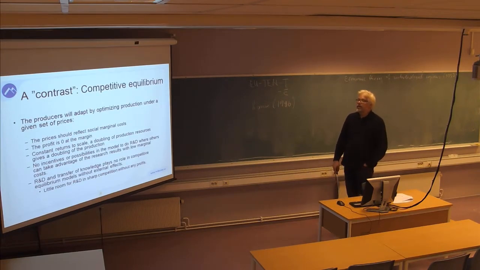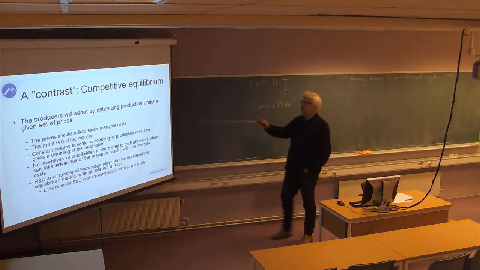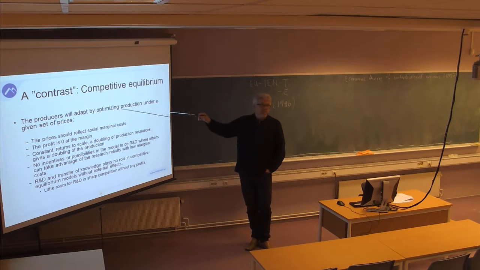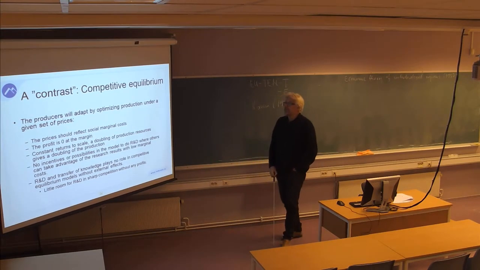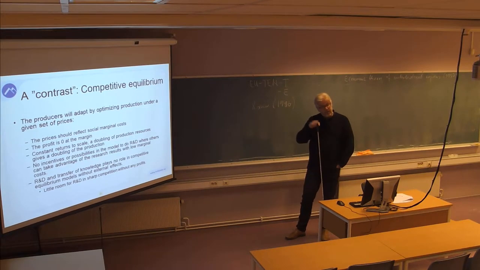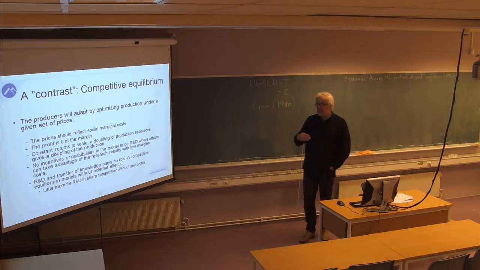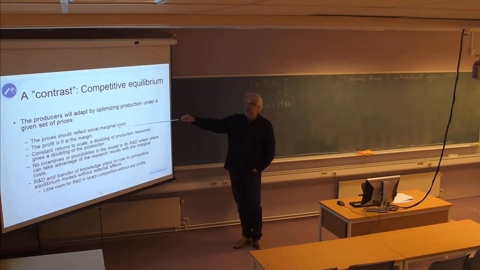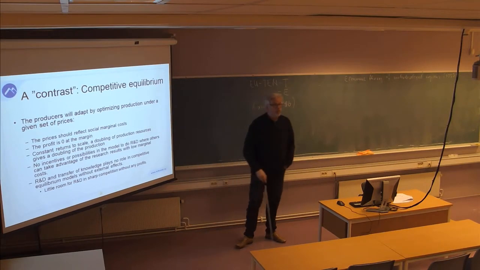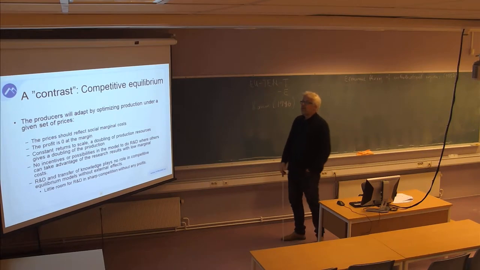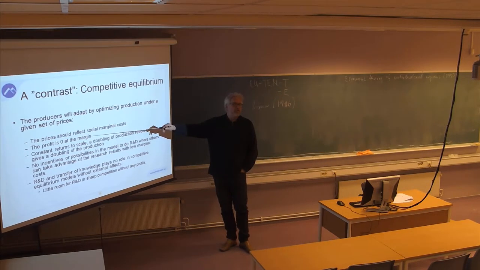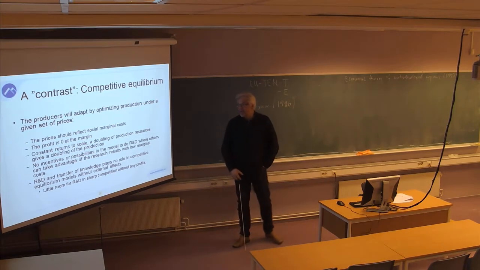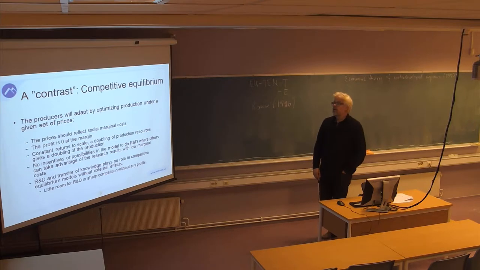So, as I started to say a little bit about the competitive equilibrium, that is traditional microeconomic theory, we have producers as price takers. They adapt, optimize under a given set of prices, and that is because there are so many producers and they are producing relatively homogeneous products. So at the margin, the price should reflect the social marginal costs, which are the total costs of producing one extra unit. And at the margin, the profit for the last unit sold is zero. Constant returns to scale, meaning that a doubling of production resources gives a doubling of the production.